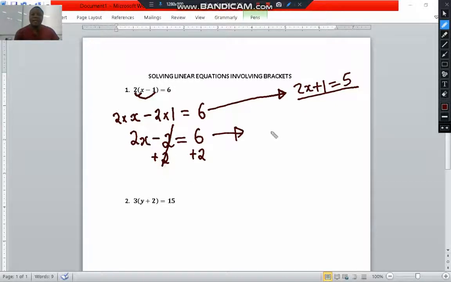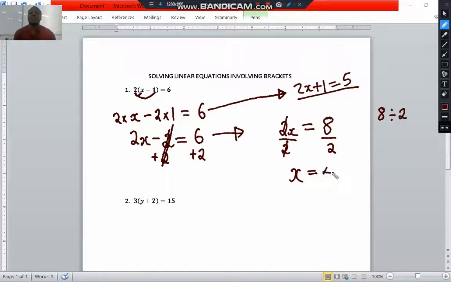If we do that, that leaves us with 2x, because this is gone now, equals 6 plus 2, which gives us 8. Now, here what we've got is multiplication, and we said we need to do the opposite of multiplication. If you can remember very well, we divide by 2. It means the 2 would disappear, and then we're going to have x equals, and on your calculator you just do 8 divided by 2, which gives you 4.